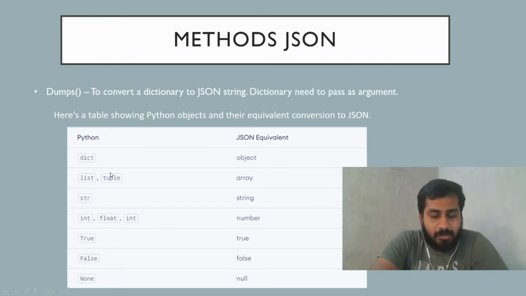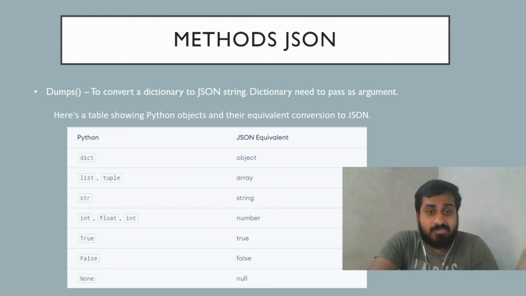If we are converting a list or tuple into JSON, it will be an array. A string will stay a string, and an integer will be a number. True and false will be again true and false, and None will be changed into null. So you can refer to this table to understand the Python data types and their JSON equivalents. Okay, so that's dumps. The method dumps is used to convert a dictionary to JSON. So let's just take an example.